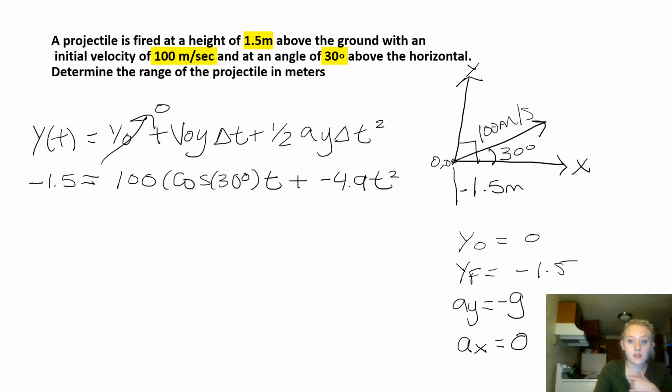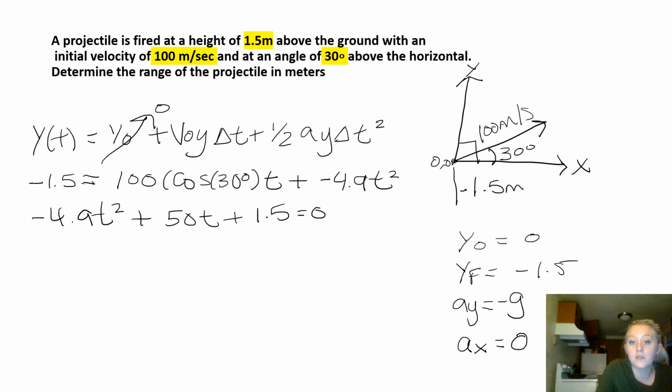And if you look at this, this kind of looks like a quadratic. We just have to move some things around. So negative 4.9 t squared plus, so 100 sine of 30 is just 50, so we'll do plus 50t plus 1.5 equals 0. And then remember the quadratic formula, which is, I'll write it up here, negative b plus or minus the square root of b squared minus 4ac, all over 2a.